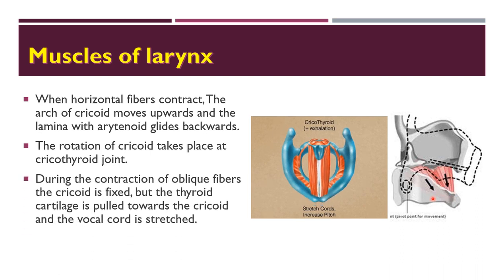So these are both the views which I have told you. One is that the cricoid has to move above and the lamina and the arytenoid have to fall backwards, stretching the vocal cords. Otherwise the cricoid is fixed and the thyroid cartilage moves downwards. So thereby again the vocal cords will be stretched.